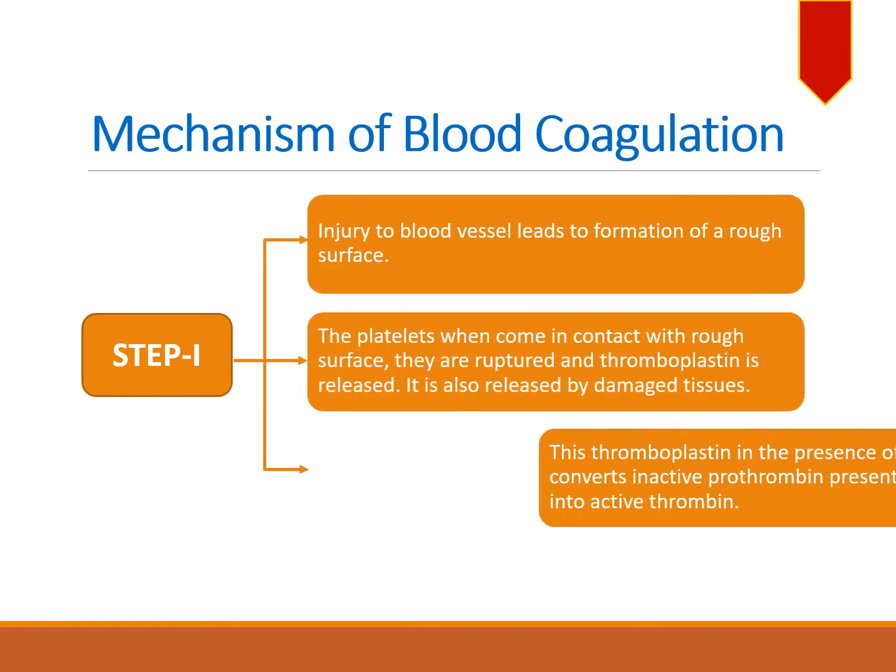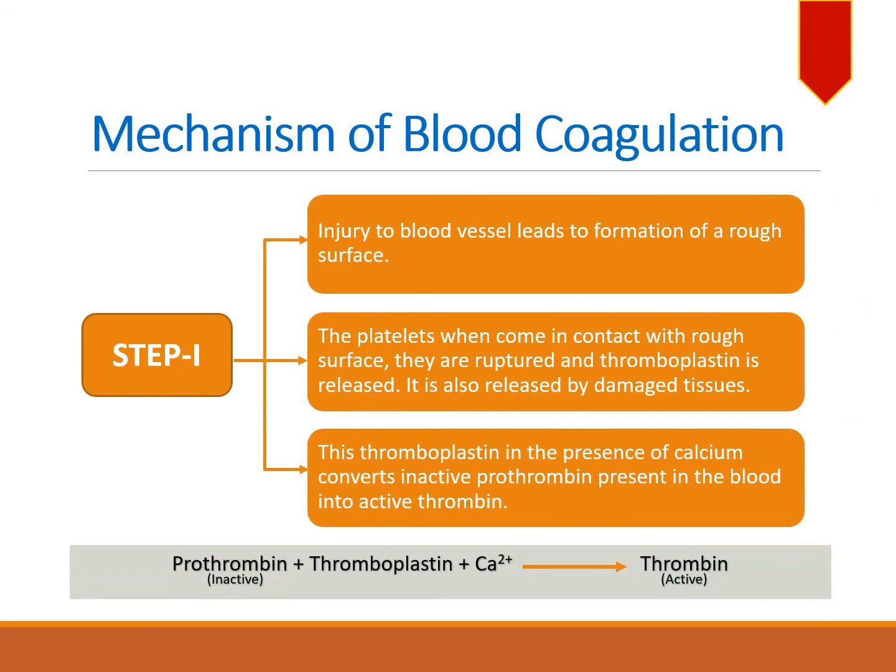Now, we'll move on to study the mechanism of blood coagulation. Step 1. Injury to the blood vessel leads to the formation of a rough surface. The platelets, when they come in contact with a rough surface, are ruptured and thromboplastin is released. It is also released by damaged tissues. This thromboplastin, in the presence of calcium, converts inactive prothrombin present in the blood into active thrombin. You can see the following reaction.